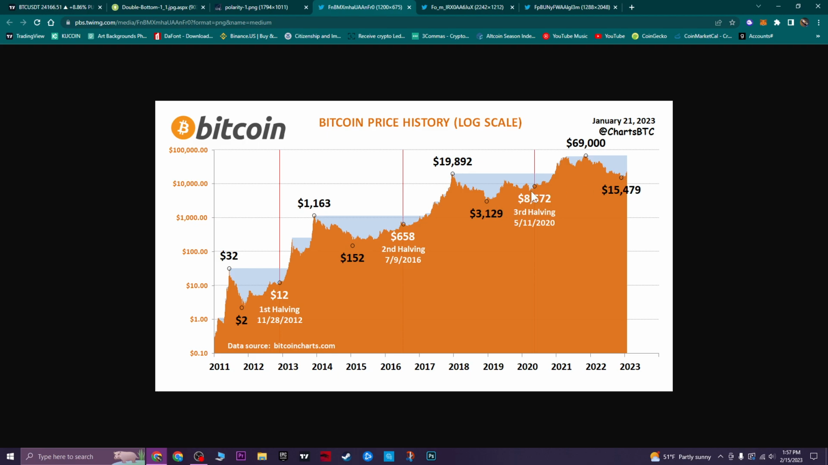We are gaining confidence. See these massive move ups? Bear market, massive move up, bear market, massive move up, bear market, massive move up, bear market. What's next? A massive move up, right? It's very simple when you look at it from a logarithmic scale from 2011.